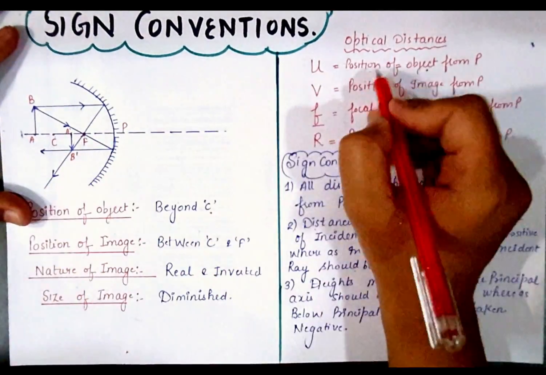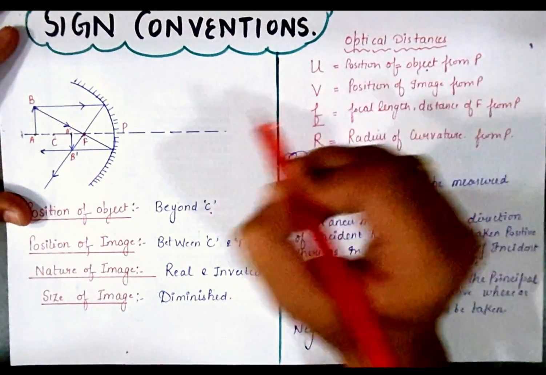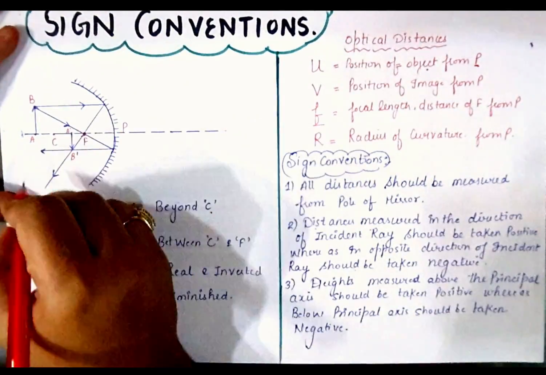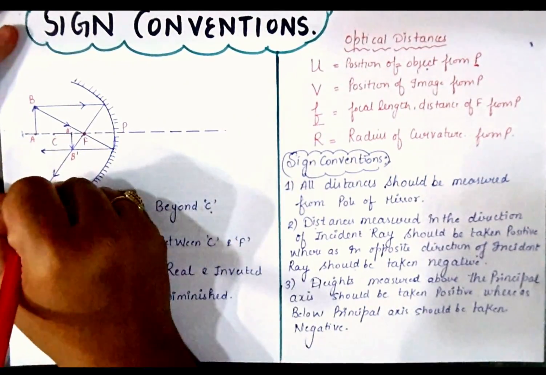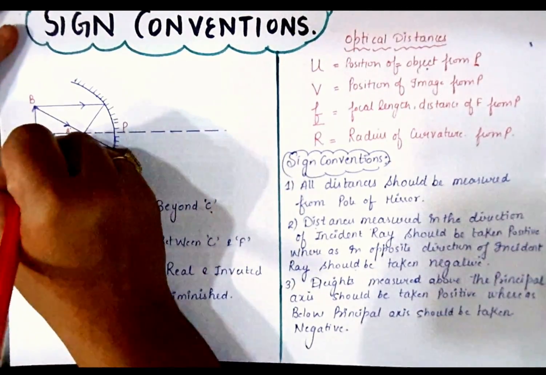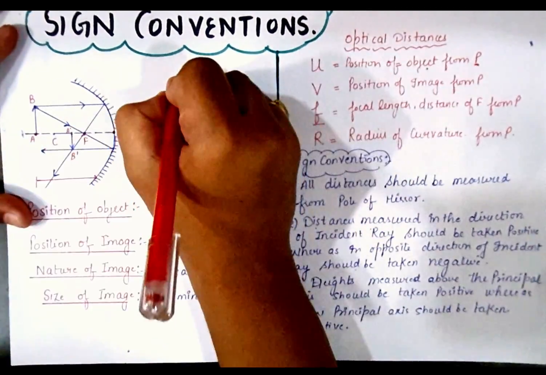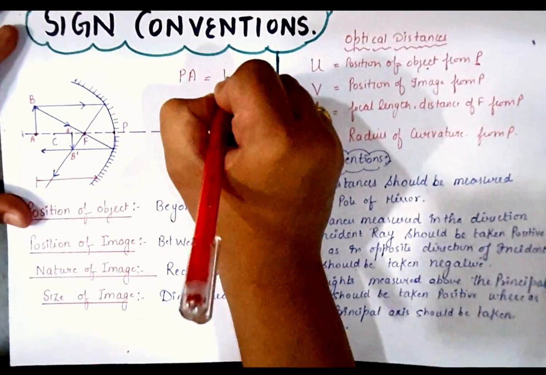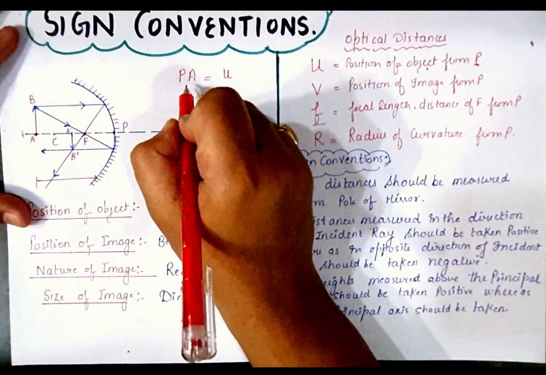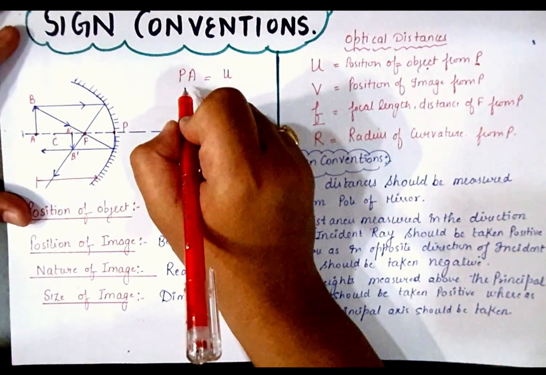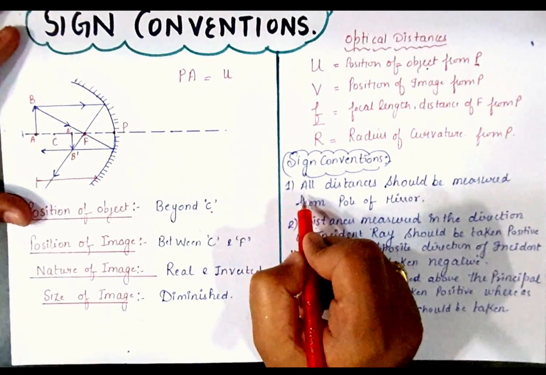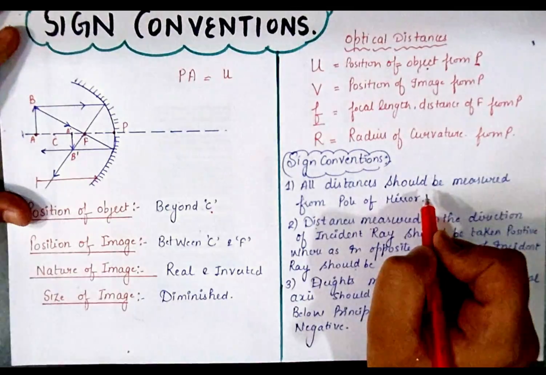So what is my U? The position of the object from the pole. As I told you, the distances should be measured from the pole. So here if I have to label, I will label like this. So this is my U. Can you see? PA. So here PA is U. Right? You cannot write here AP. So let me tell you, you cannot write AP. Why is it so? Because my first convention says that distances should be measured from the pole.